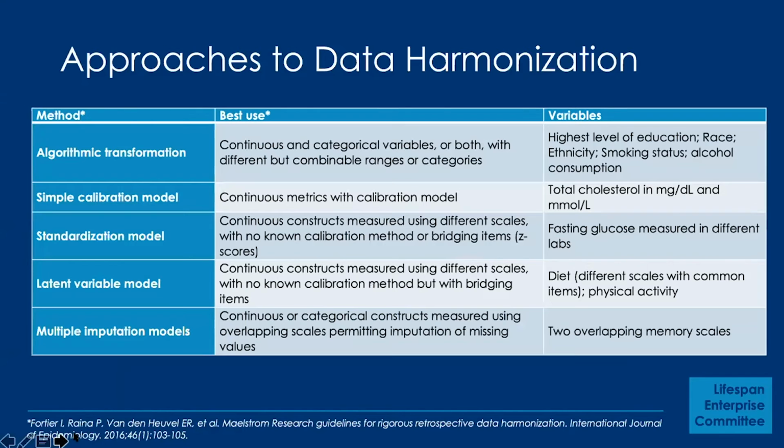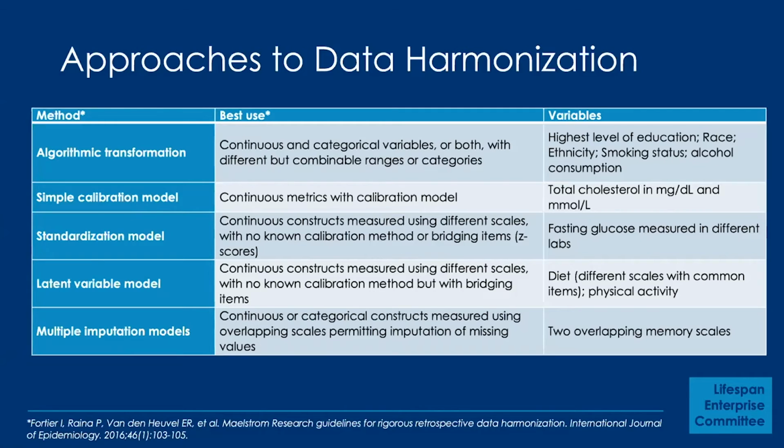When we talk about harmonization, what we're talking about is a variety of different approaches. So we use different methods to actually ensure the harmonization of different types of variables based on what we can do and what we need to do to actually make scientific contributions. So what we most often see is algorithmic transformation. So that's really just kind of lining up categories. Often we see this when we're talking about the highest level of education or race, ethnicity. We're just trying to align categories that are combinable.